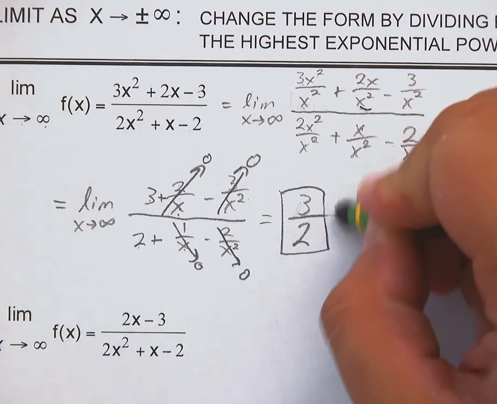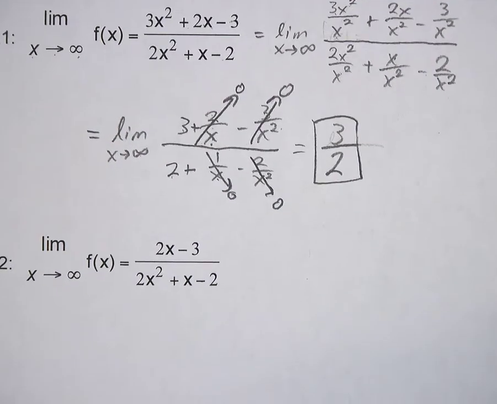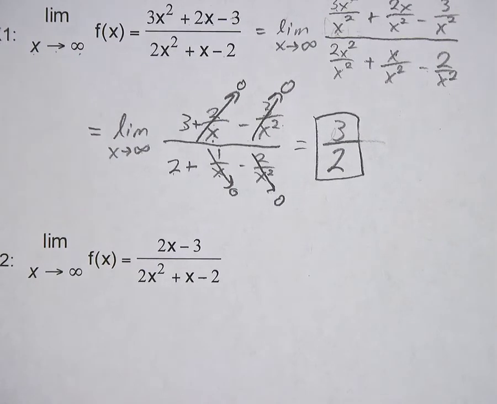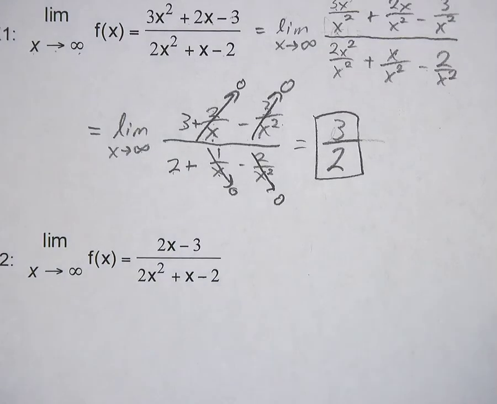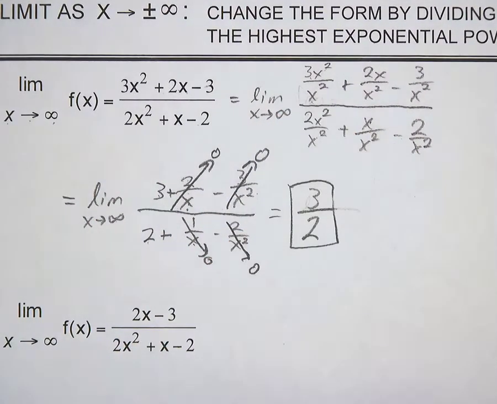That's all you do for infinity. Plug in your numbers. Positives, negatives, just plug in your infinity. See what it goes to. So again, first, divide by your highest power and see where you go from there.